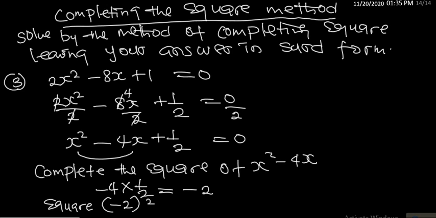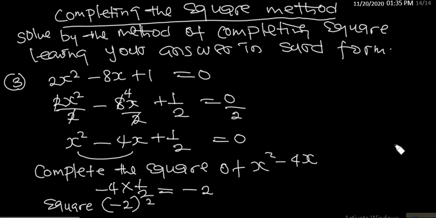You know the first step is to divide through by 2. We divide all through by 2, and we have x squared minus 4x plus 1 over 2 equals 0. And then we complete the square of x squared minus 4x. So we take the half of the coefficient of x, which is minus 2, and we square the half, which is minus 2 squared.